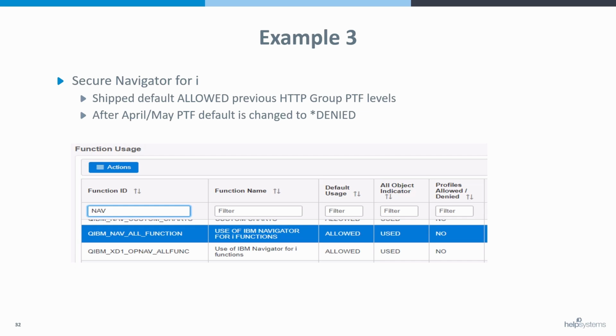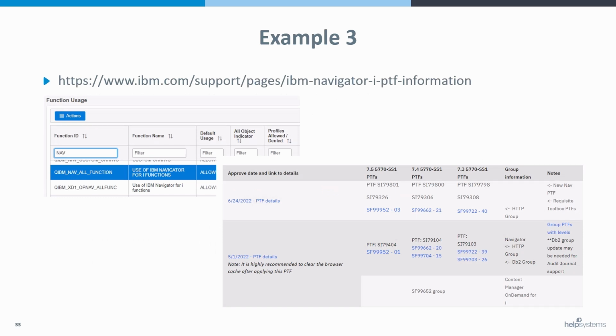I also briefly mentioned that the shipped value for the secure Navigator functions is being changed from allowed. After the PTFs in April, May of 2022, the default will be denied. So something to be aware of if you apply PTFs and now all of a sudden users that used to have access to Navigator functions no longer have that access. Here is a quick view of the listed PTFs and their release dates. I've also included the link above for you to be able to access this information.